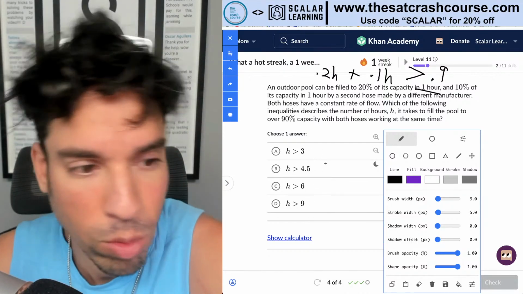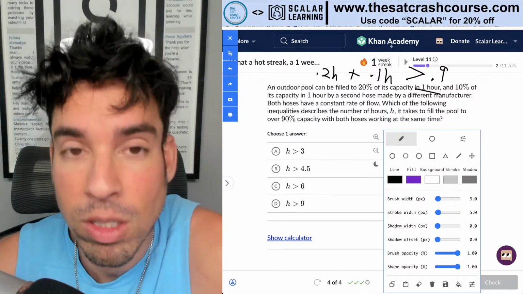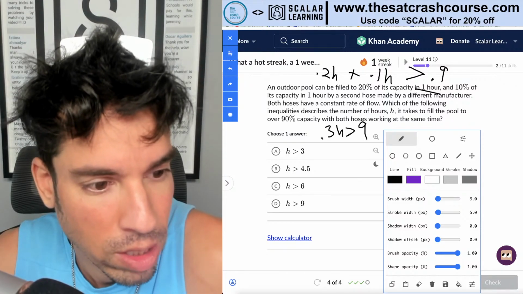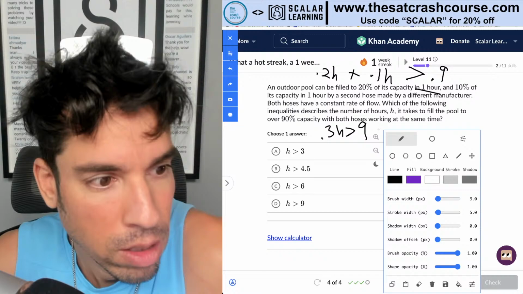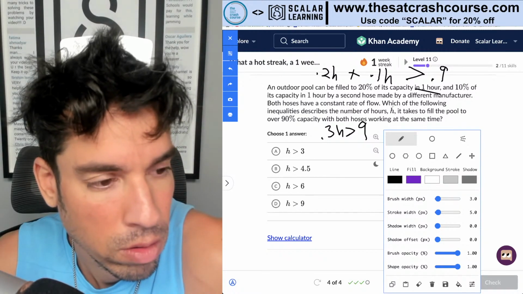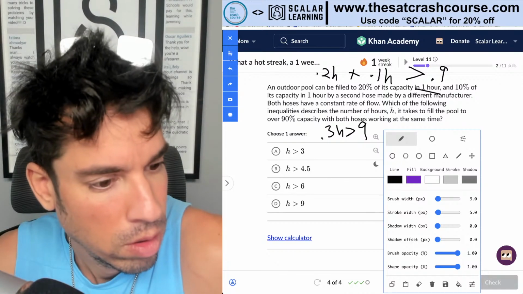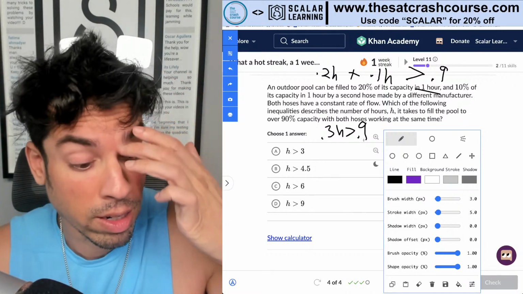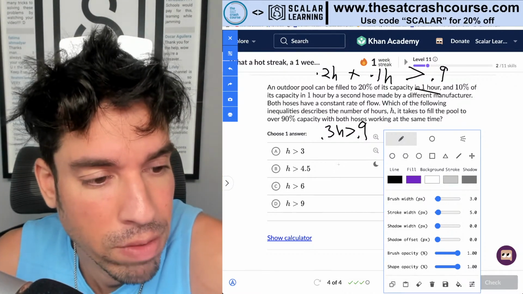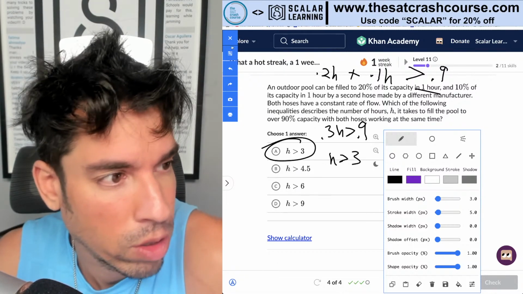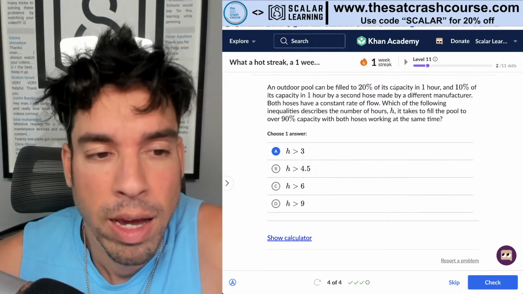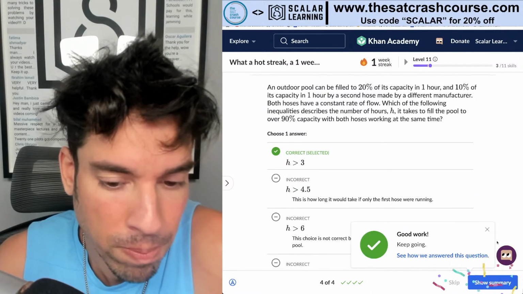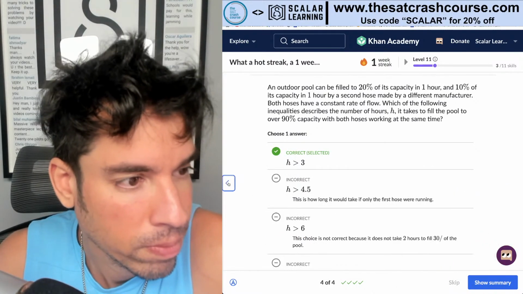So again, I'm not looking at these and being like, which one makes sense? Because that's really hard. But instead, I know this one makes sense. Now I just isolate H like they did. 0.2 plus 0.1 is 0.3. H is greater than 9. Divide. Wait, what? Hold on. Well, this is weird, because I should get 30, not 3. Oh, no. I dropped the point. Whew. Okay. I was like, the answer should be 30. 0.9 divided by 0.3 is 3. So H is greater than 3. A is the winner. And that makes sense, right? Because we're doing 30% in 1 hour, so we need 3 hours. You could also do it that way. Boom. A.